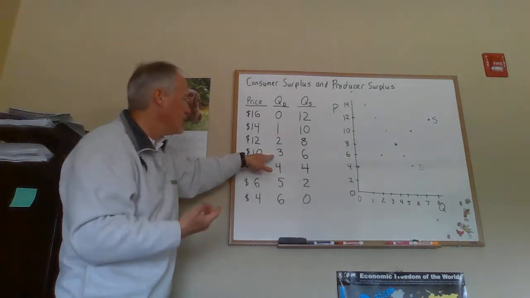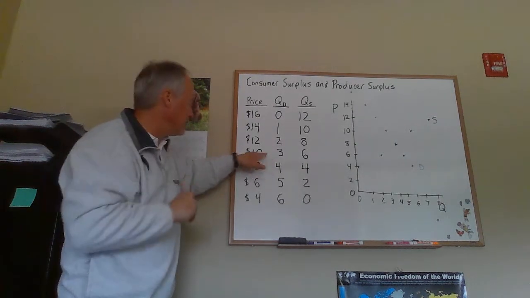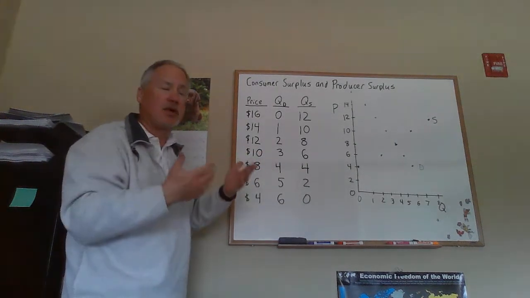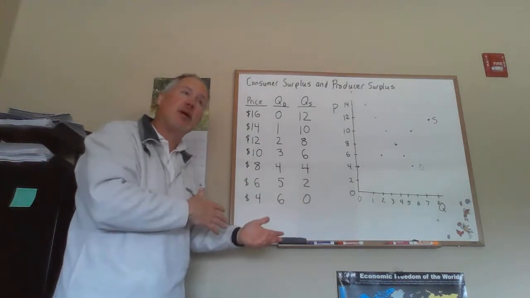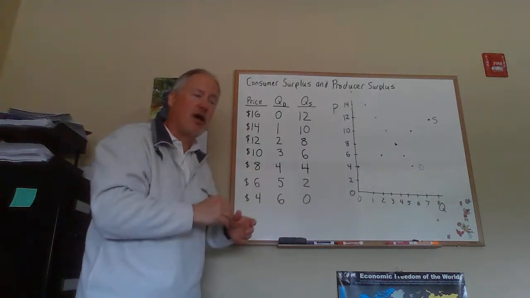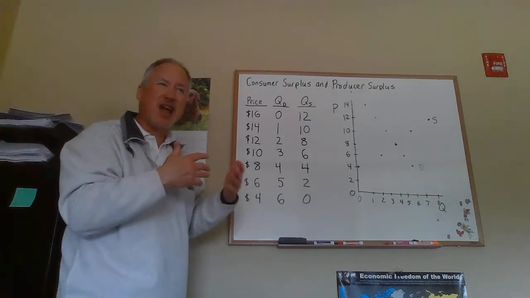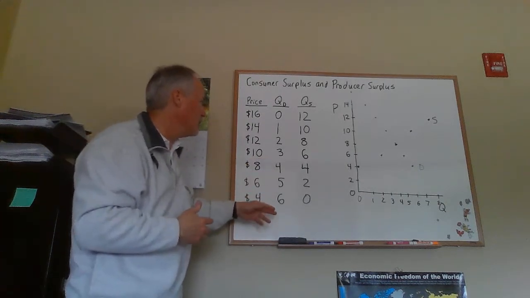For the third unit, we could say, well, it's got to be worth at least $10 because they're willing to buy it at a price of $10, but they weren't willing to buy it at a price of $12. So it's got to be worth between $10 and $12, and so forth down here.